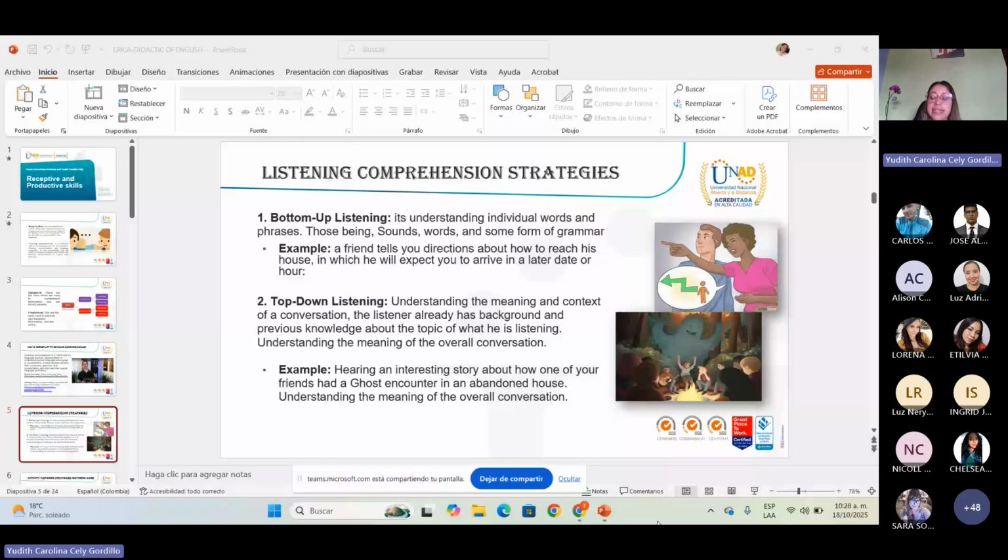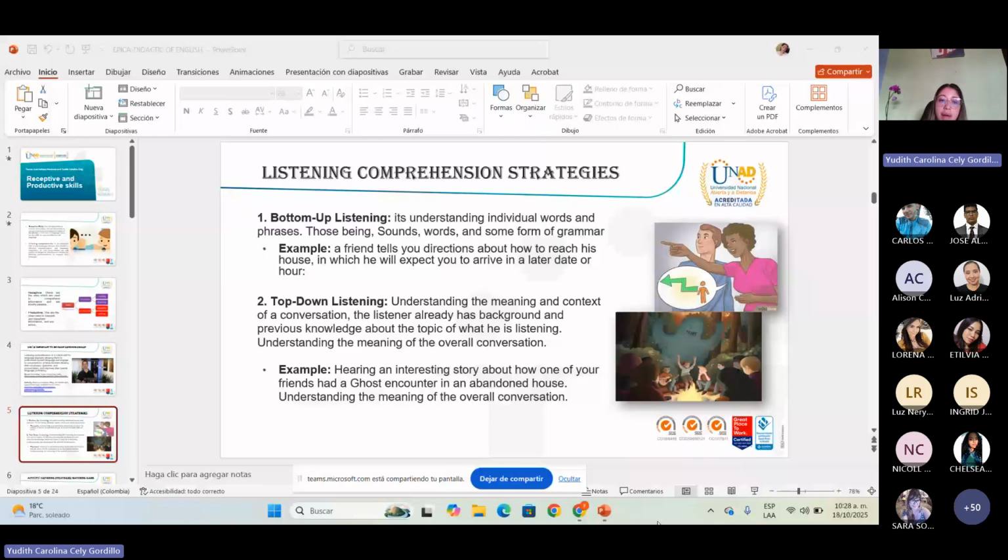These are all those different strategies that you are going to use. The first one is bottom-up listening. In this one, you are going to identify individual words and phrases that you can analyze according to the different audios. For example, a friend gives you directions on how to reach his house, in which he expects you to arrive at a certain date and hour. In this one you can interact and express all your emotions. You are going to mention all those different ideas that you can produce and put them into the person you speak with.